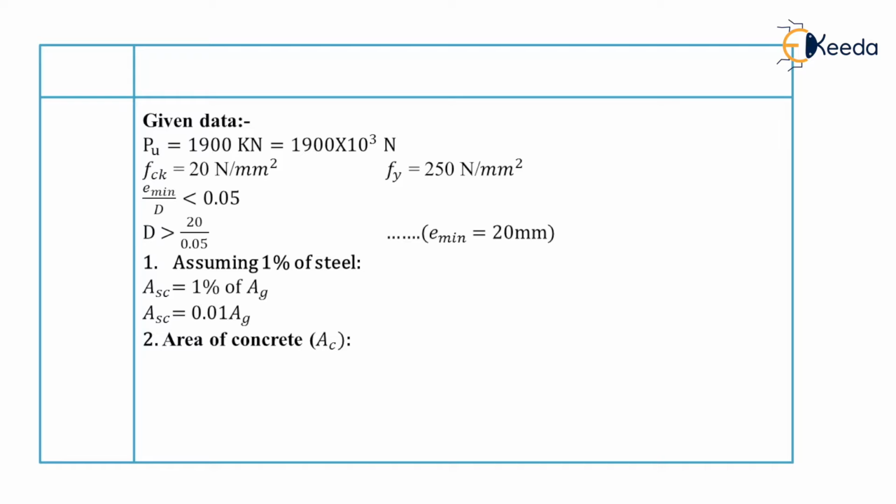Then our second step is to find out the area of concrete, that is Ac. To find the area of concrete, we have to deduct the area of reinforcement from the total area, or we can say from the gross area. Therefore, area of concrete is equal to Ag minus Asc. So Ag minus 0.01 Ag, because Asc is equal to 0.01 Ag. So Ag minus 0.01 Ag is equal to 0.99 Ag.